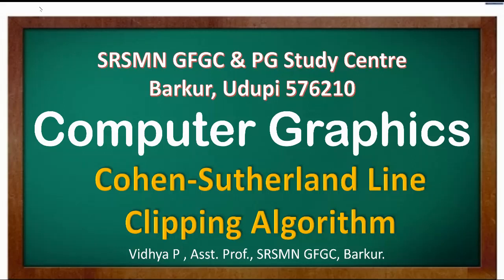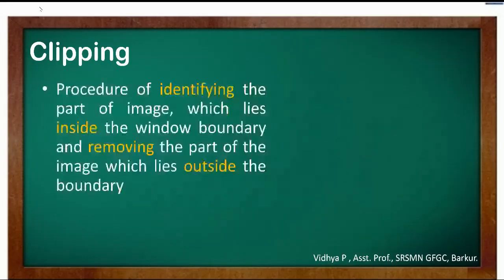Hi, in this video, we will discuss the Cohen Sutherland line clipping algorithm. What is clipping? Clipping is a procedure of identifying the part of the image which lies inside the window boundary and removing the part of the image which lies outside the window boundary.